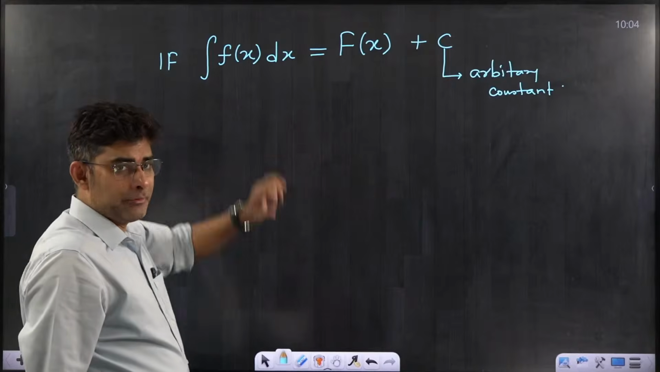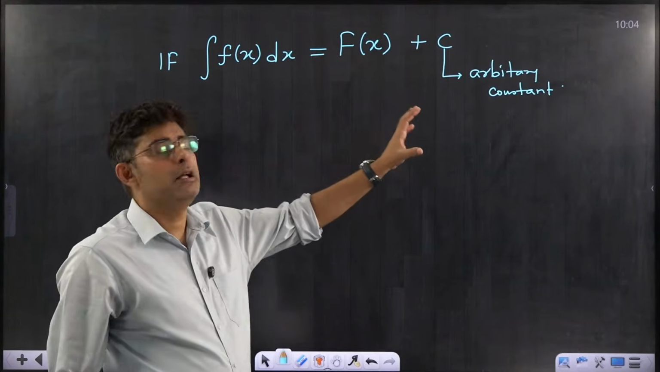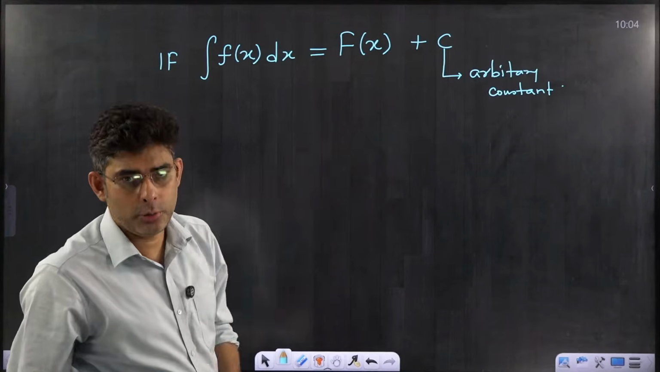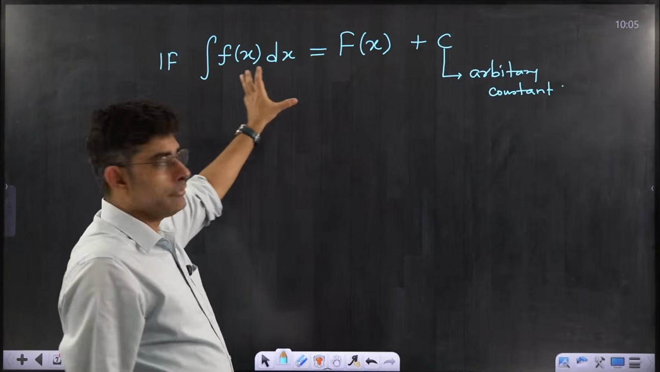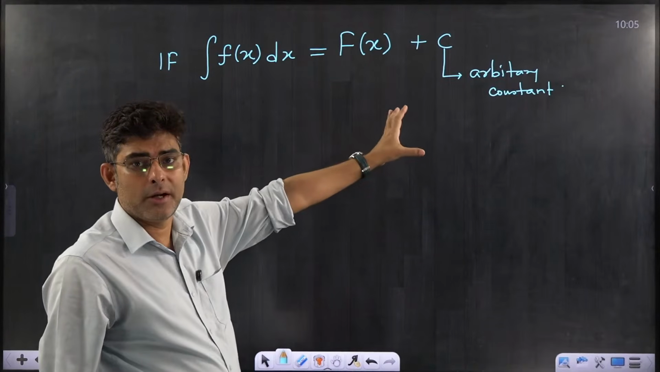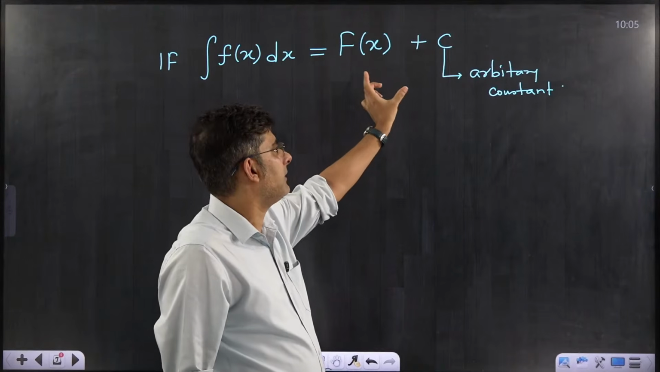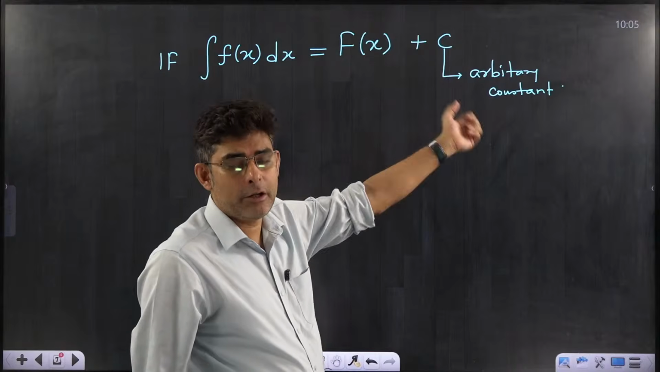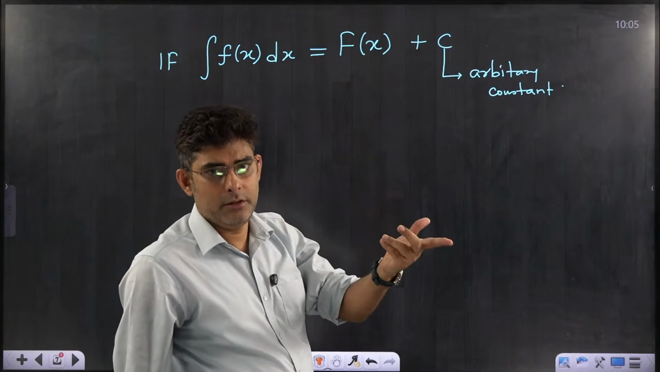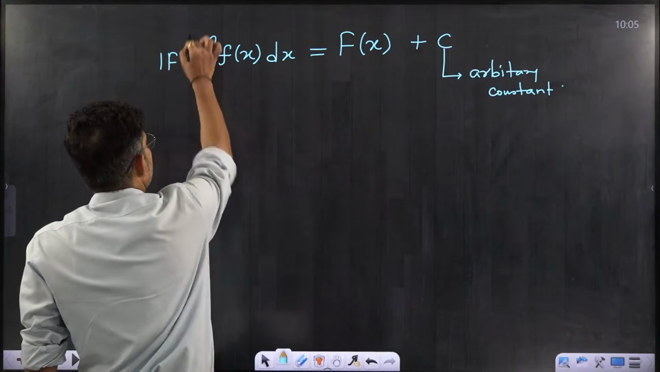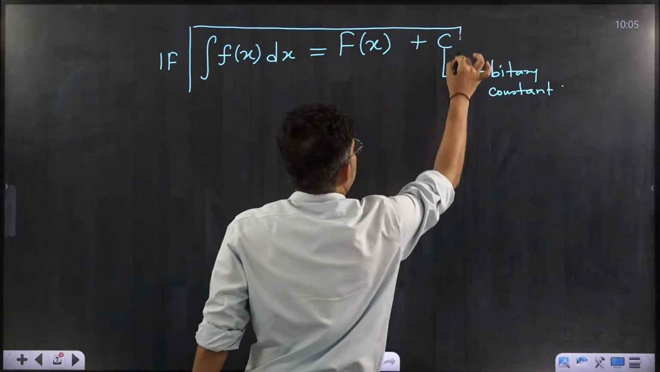So when we have this form, the complete value of the integration is not known to us. Why? Because you are getting this new function of x, but you are also getting an arbitrary constant whose value can be anything. So this type of integration, when you write it like this, the complete value is unknown.